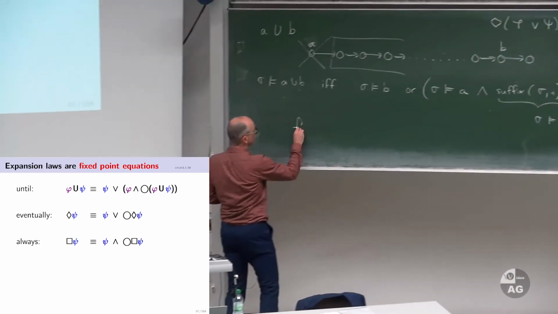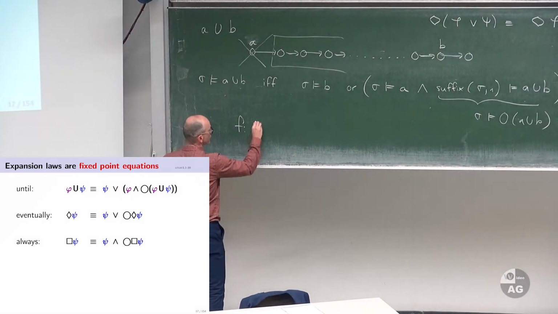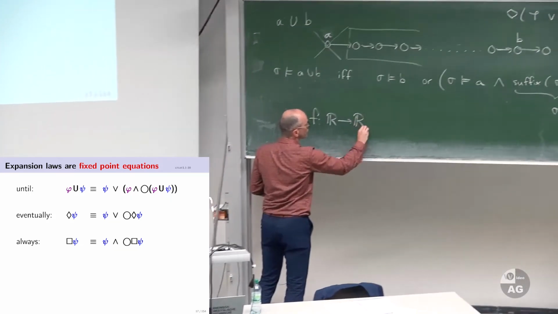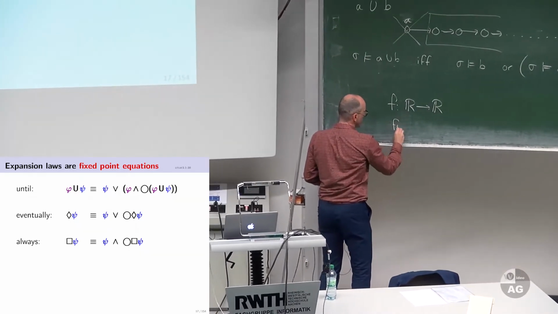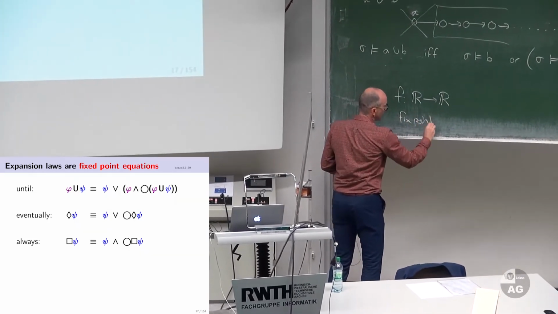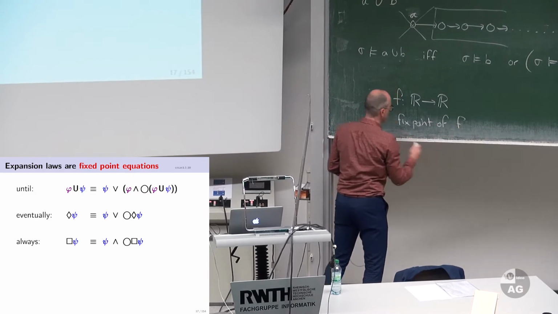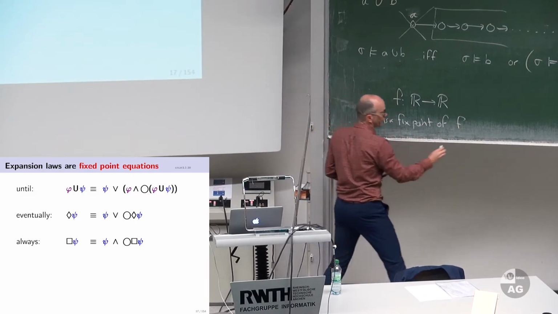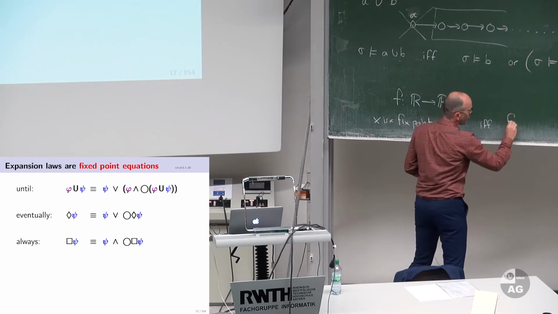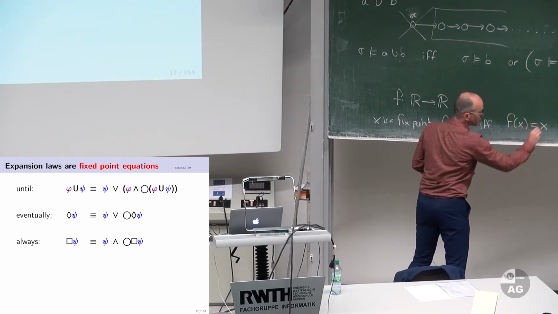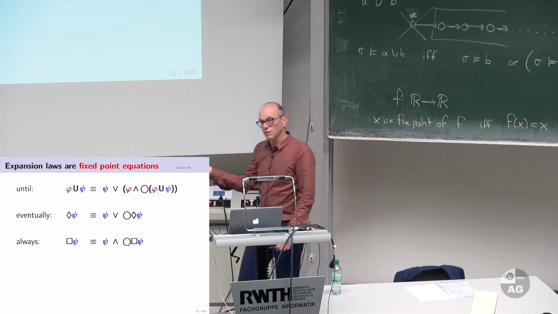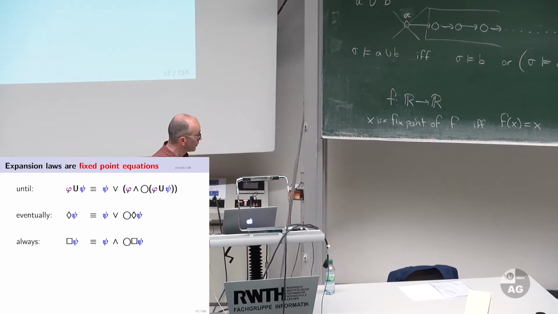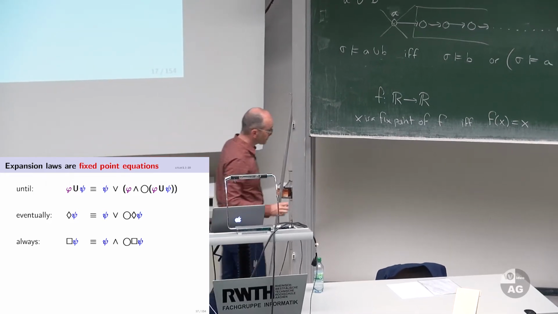If I just have a function, right? Then, for instance, a function that maps real numbers onto real numbers, then x is a fixed point of f if and only if f of x equals x. So the function maps the point onto itself.